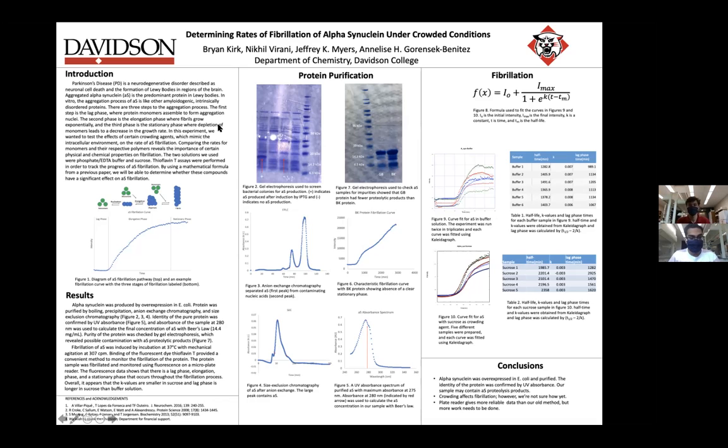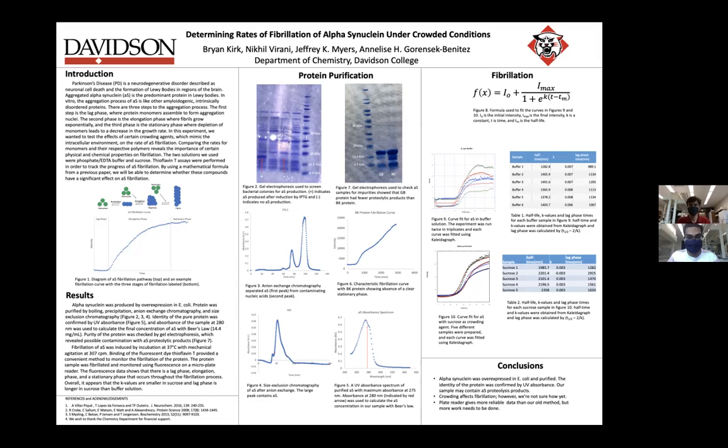Fibrillation of alpha-syn was induced by incubating it at 37 degrees Celsius with mechanical agitation, spinning the protein samples at around 307 circular orbitals per minute. We used thioflavin T and a microplate reader to monitor the fibrillation of the protein. In figure 9, you can see the curve fits for all the alpha-syn samples that were in buffer solution. Then in table 1 are the half-life, K-value, and lag phase times for each buffer from figure 9.